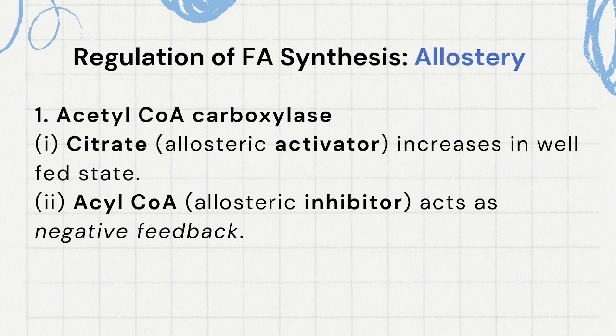In the well-fed state, there will be surplus carbohydrate, all of which can be shifted to acetyl-CoA to be acted upon by acetyl-CoA carboxylase and fatty acid synthase, and to store it as fatty acids or lipids. Acyl-CoA, on the other hand, is an allosteric inhibitor of acetyl-CoA carboxylase. Acyl-CoA, of course, is the product, so this is a form of negative feedback for the enzyme.